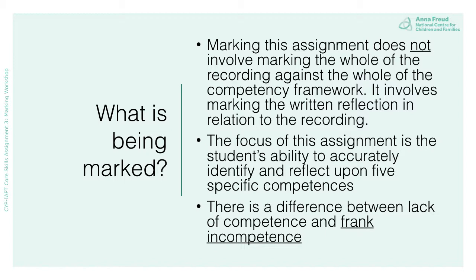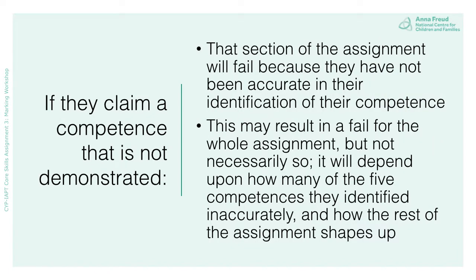Let's consider a few scenarios now that sometimes get people a little bit muddled. If the student claims a competence that is simply not demonstrated when they say it is, that section of the assignment will fail because they've not been accurate in their identification of their competence. Now, this might result in a fail of the whole assignment, but not necessarily so. It depends on how many of the competencies they've got wrong and how the rest of the assignment shapes up.